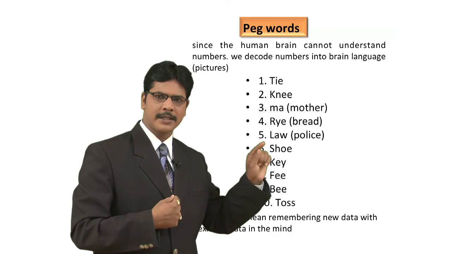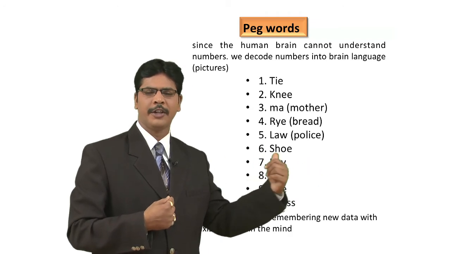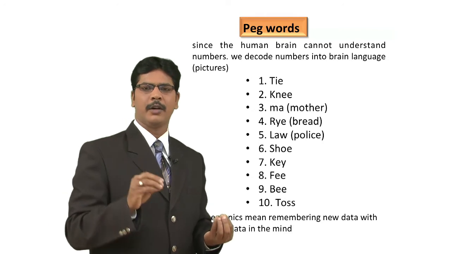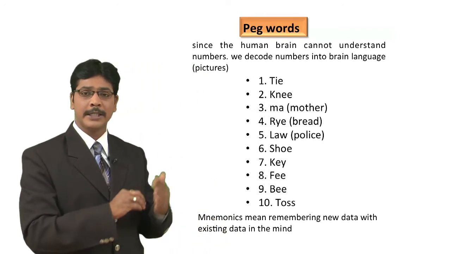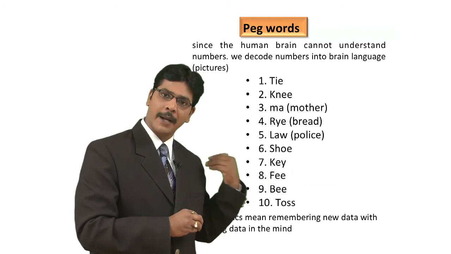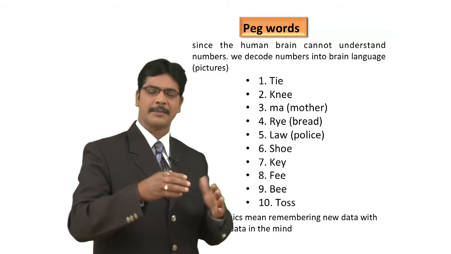Now when you decode this tie into number, see, I and E are vowels, and when you decode tie into number, you get 1 back, right? That's the beauty of the peg words, that when you decode these peg words into number, you're going to get the same corresponding number back. That way the system has been designed.